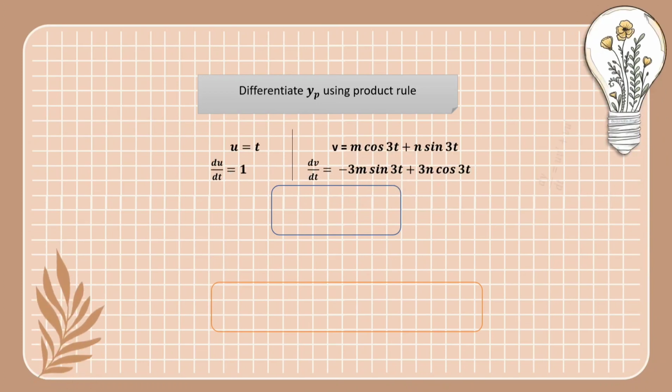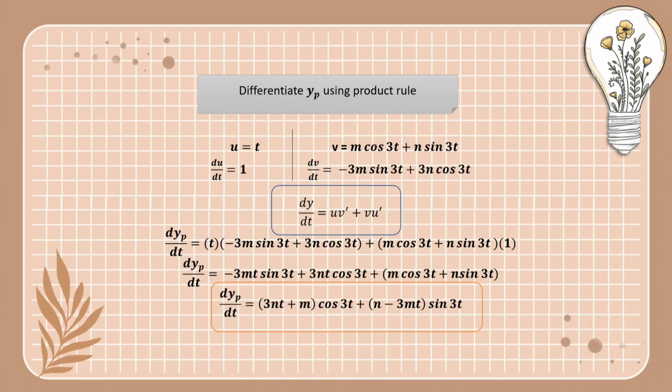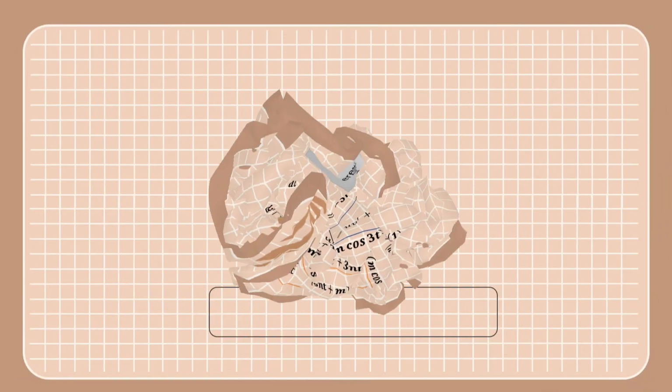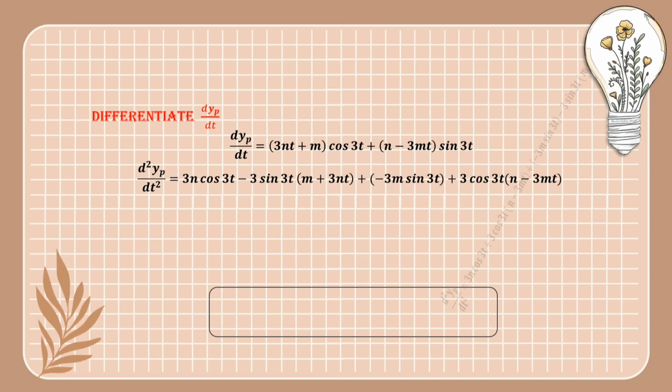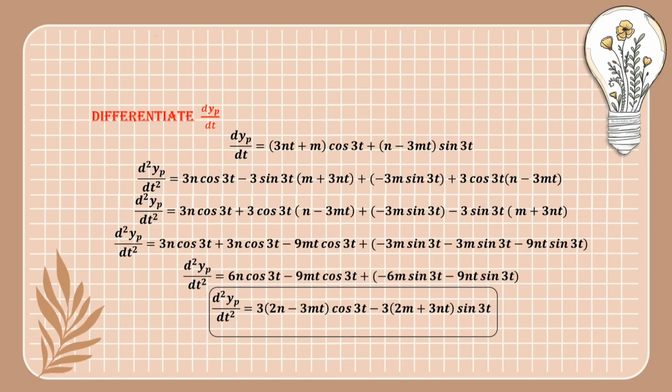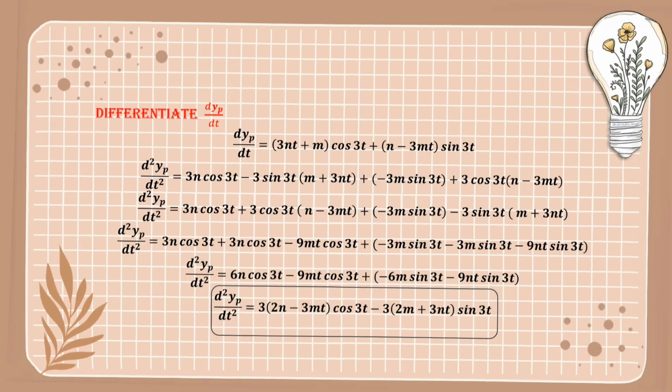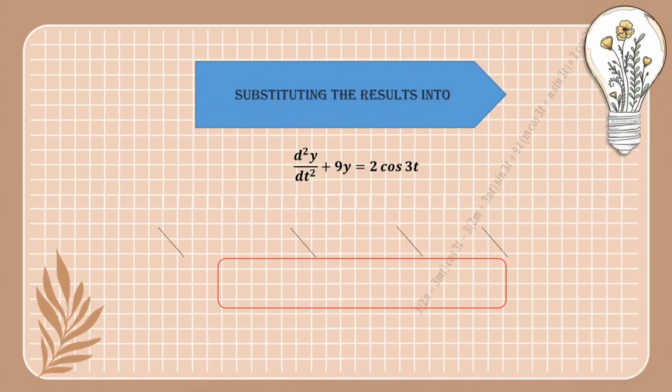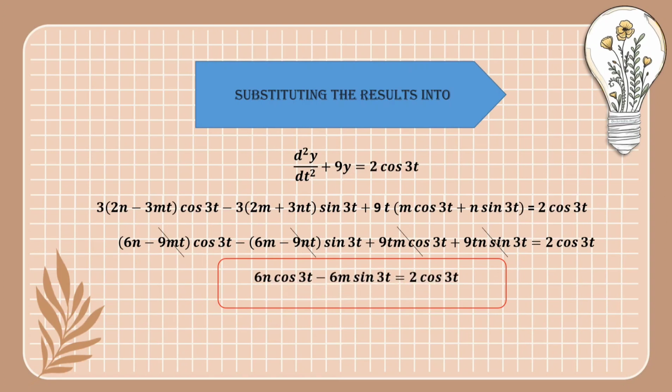Next, we differentiate yp using the product rule, and we got the first derivative of yp. The next step is we differentiate the first derivative of yp, and we got the second derivative of yp. Substituting the result into the original equation, the second derivative plus 9y equals 2 cos 3t, we got 3(2n minus 3mt) cos 3t minus 3(2m plus 3nt) sin 3t plus 9t(m cos 3t plus n sin 3t) equal to 2 cos 3t, which reduced to 6n cos 3t minus 6m sin 3t equal to 2 cos 3t.